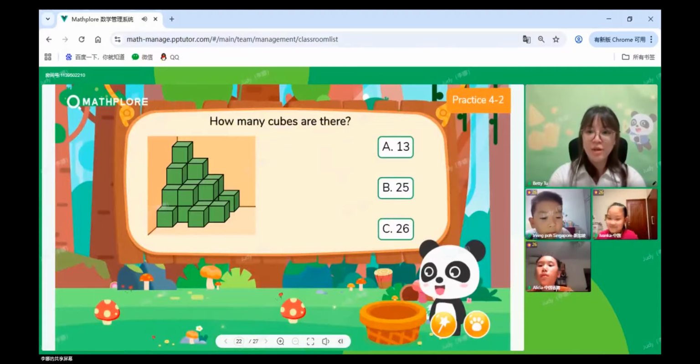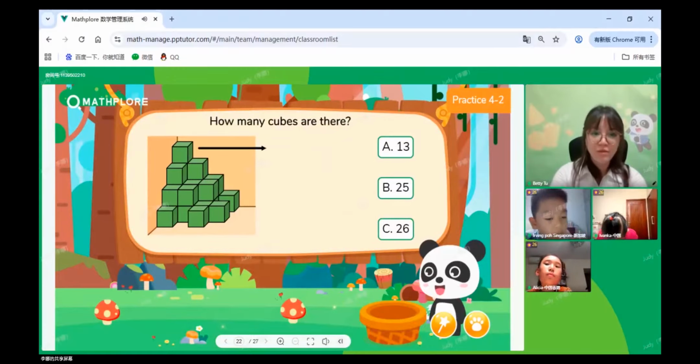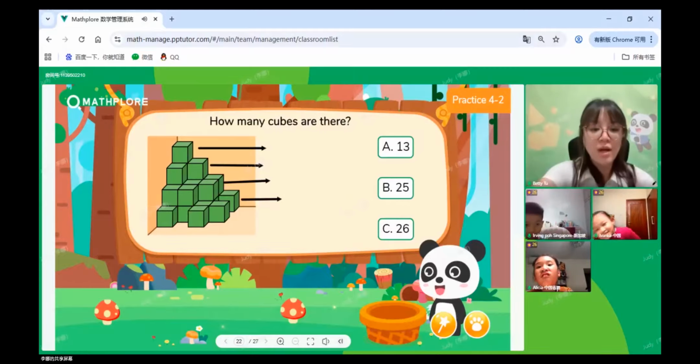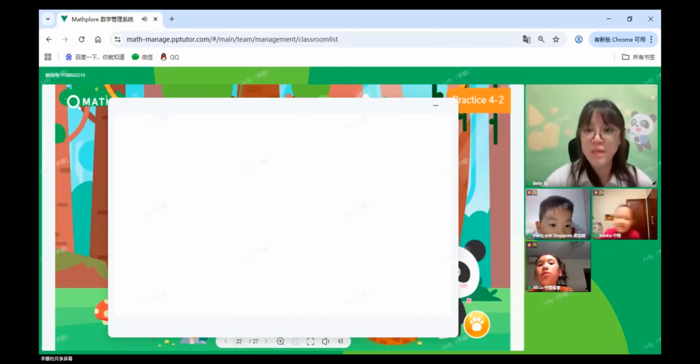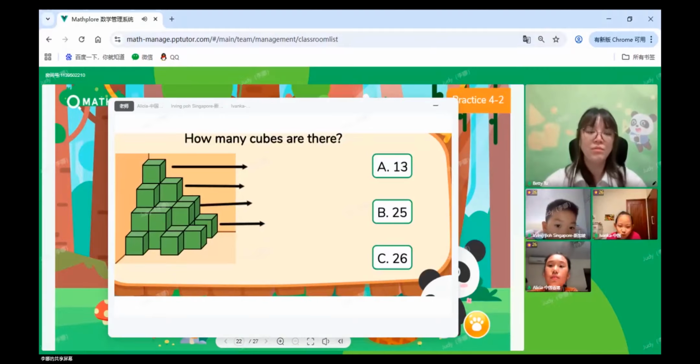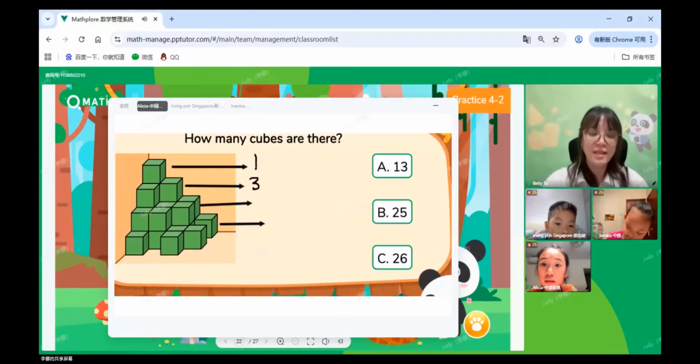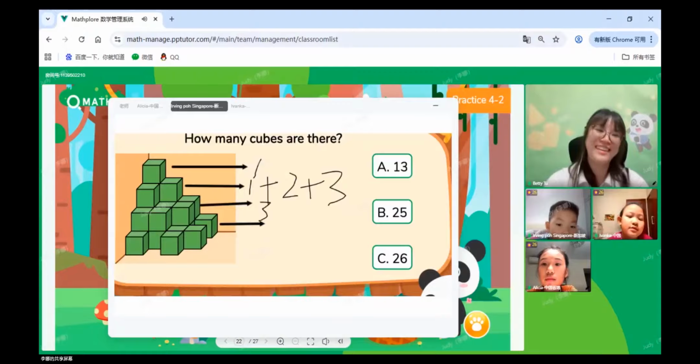So everybody, this time we are going to count it by layer. Okay, so start from the first layer. Don't forget, work out the first layer. Then the second layer will be the first layer plus the visible cubes in the second layer. How many cubes are there? First layer, there's a heart. 1 cube, right? Second layer, 1 plus 2. Okay.